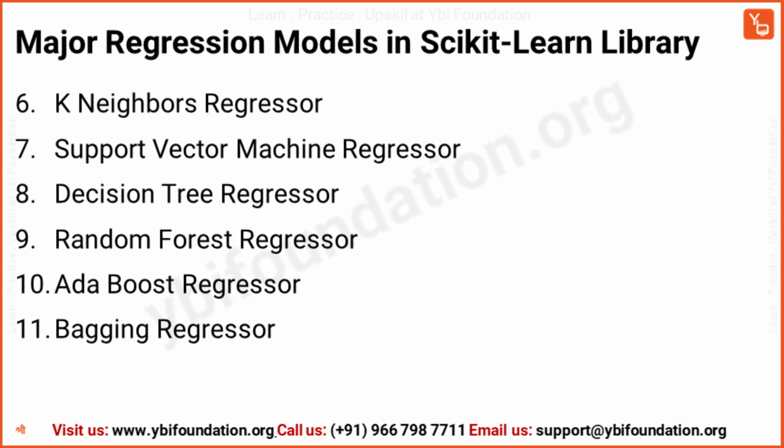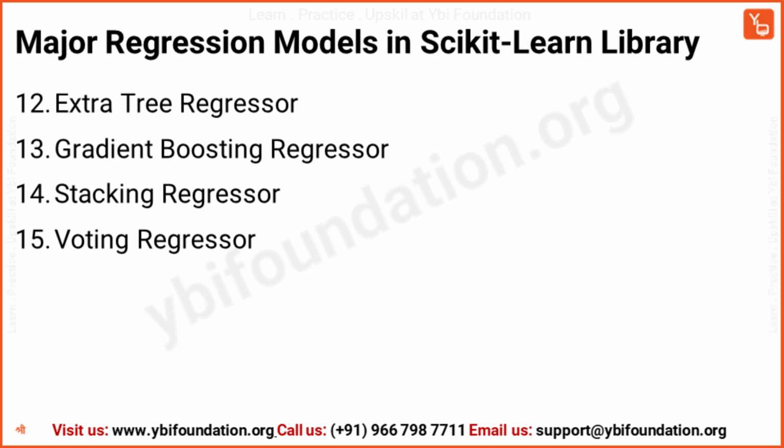Next, we have the AdaBoost regressor. It combines multiple weak learners to form a strong predictive model, adjusting errors from previous models. The bagging regressor is another ensemble method that reduces variance by combining the predictions of multiple models trained on random subsets of the data. Extra trees regressor, or extremely randomized trees, is similar to random forest but introduces more randomness by selecting cut points at random.